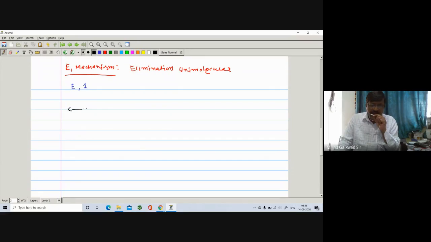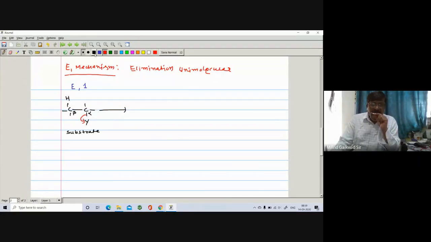So again, we'll take the same substrate. In general, this is the substrate. This is your alpha carbon. This is your beta carbon atom, and here is a Y group, and here is a hydrogen. So in the first step, what happened in this substrate? The bond between the C alpha and Y breaks completely, just like your SN1 mechanism.